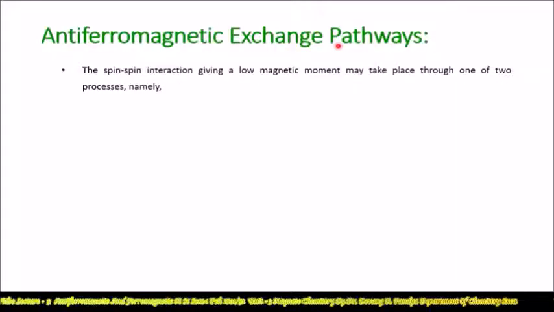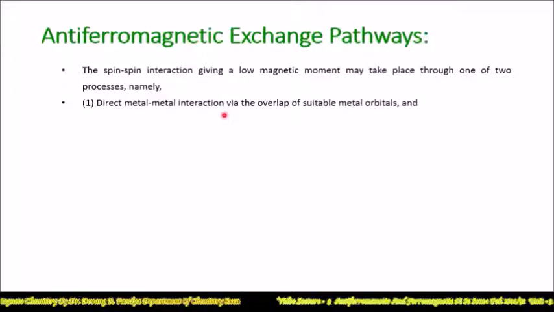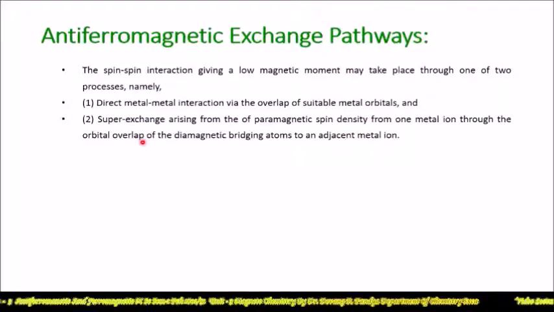Antiferromagnetic exchange pathways. The spin-spin interaction giving a low magnetic moment may take place through one or two processes, namely direct metal-metal interaction via the overlap of suitable metal orbitals, and superexchange, arising from the paramagnetic spin density from one metal ion through the orbital overlap of the diamagnetic bridging atoms to an adjacent metal ion.